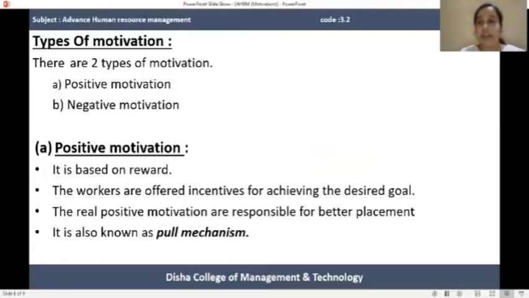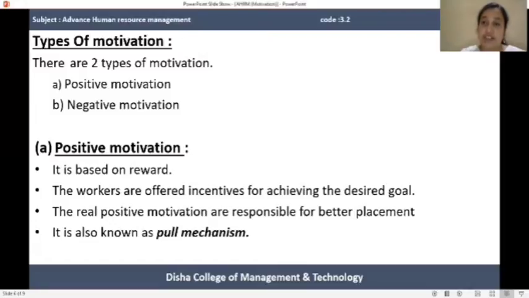Next comes types of motivation. Broadly, there are two types of motivation. The first one is positive motivation, and the second one is negative motivation. So what is positive motivation? What is negative motivation? Let me explain. What is positive motivation? Positive motivation is also called the pull mechanism.